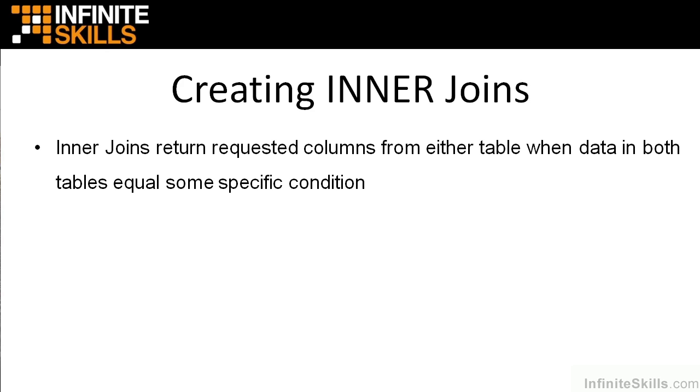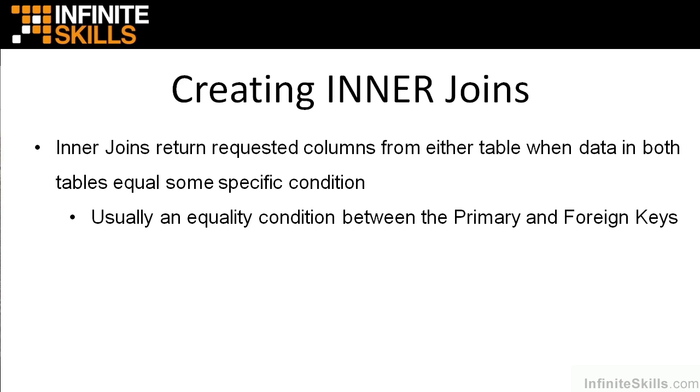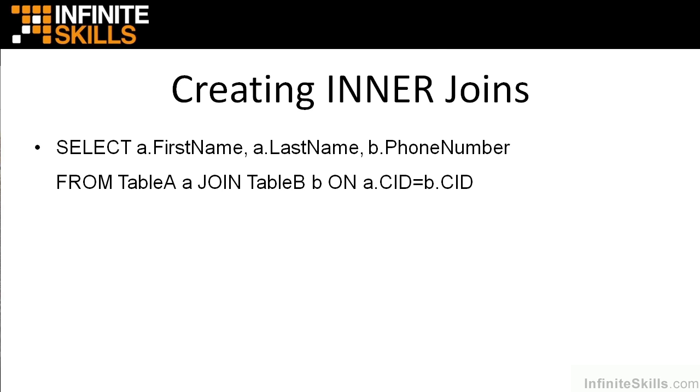Inner joins return requested columns from either table or from both tables, if you will, when the data in both tables equal some specific condition. Now, usually this condition is an equality condition between the primary and foreign keys of the two tables. But let me show you a little graphic here to help you understand how this works. This is a very simple inner join.